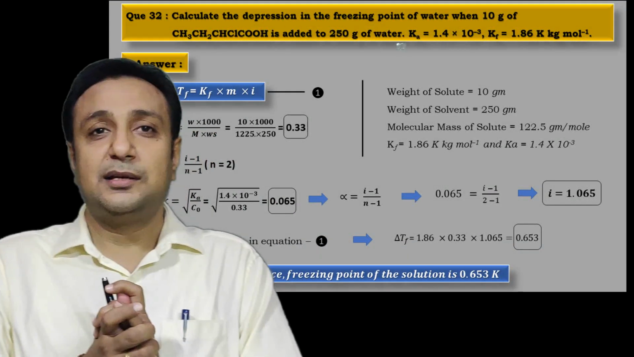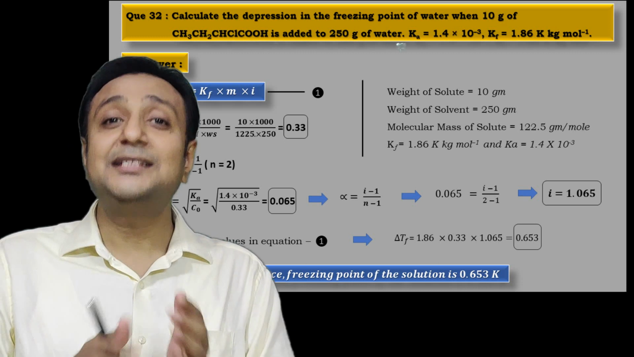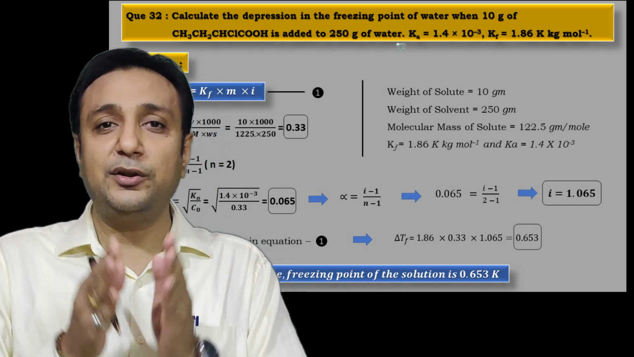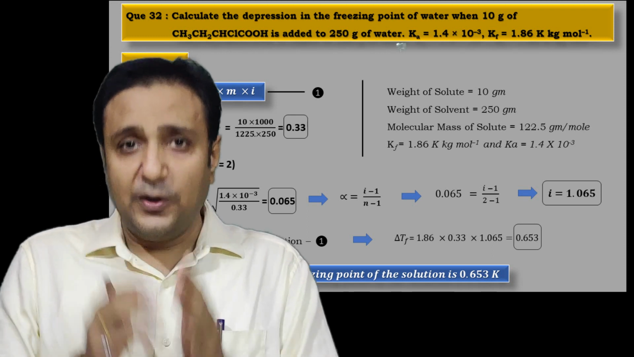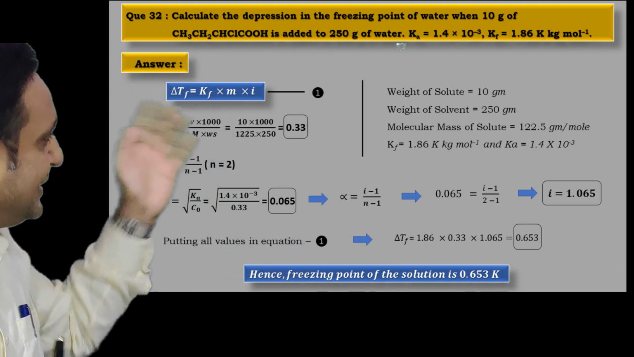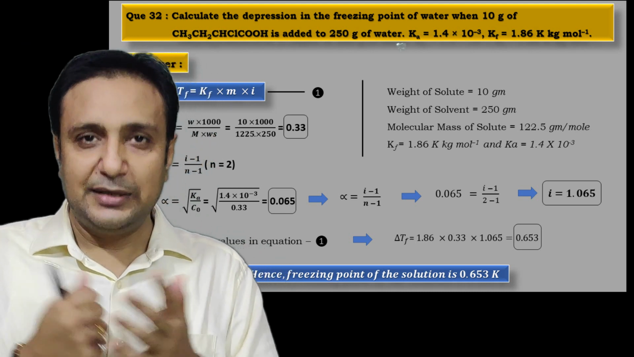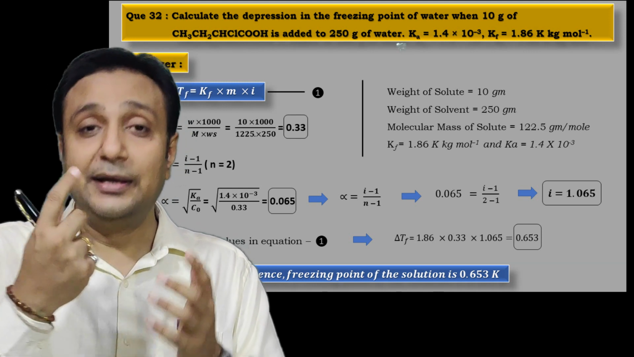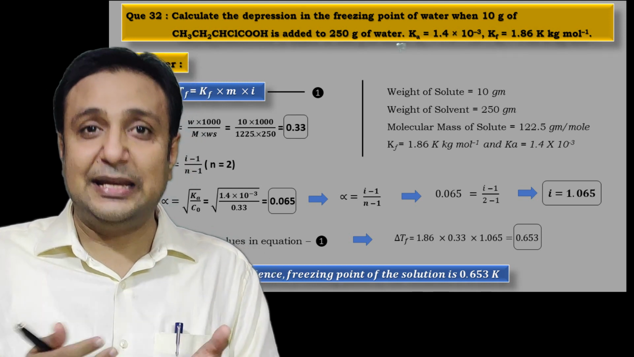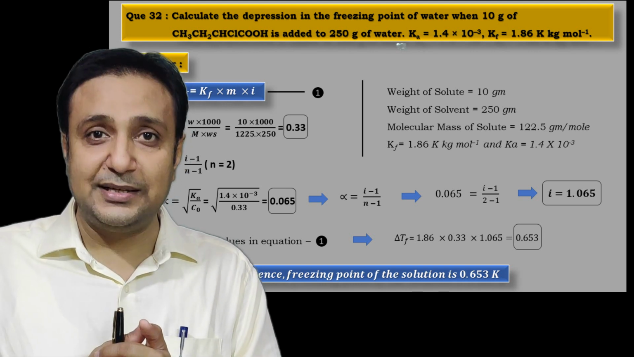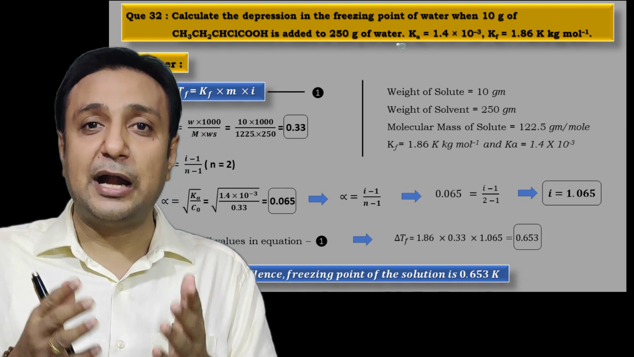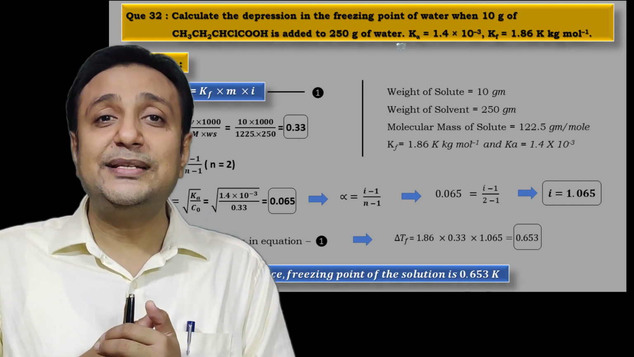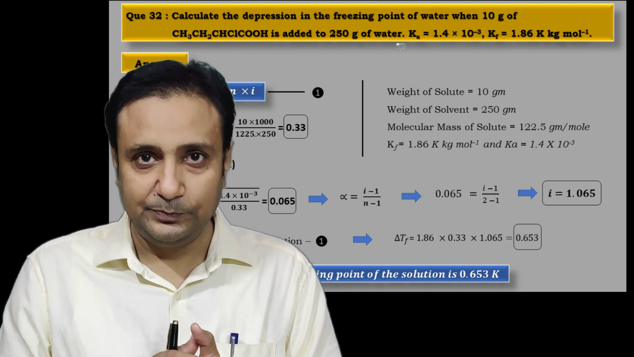Next question is 32. In this numerical, we want to calculate the depression in freezing point of the solution. First, what have they given? They have given the weight of solute 10 gram, the weight of solvent 250 gram, then Kf, Kb, and the molecular weight of the acid you can calculate by putting the atomic mass of each element, and it will be 122.5 gram per mole.